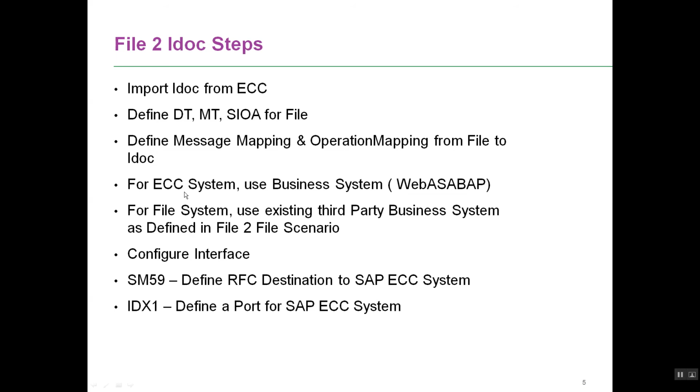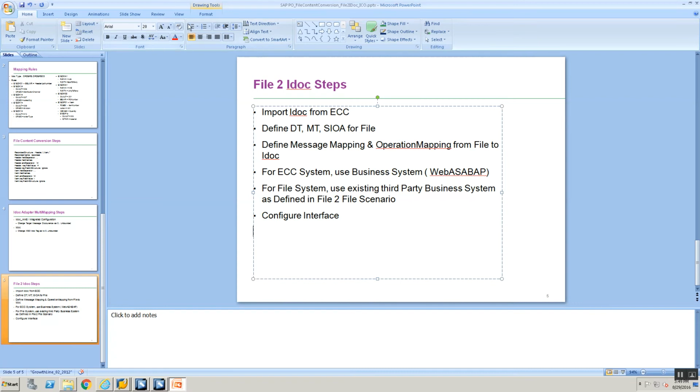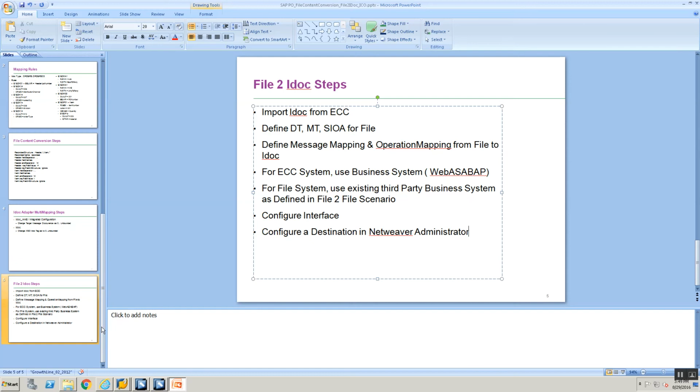And then in the integration directory, for the ECC system we will be using the WebAS ABAP business system. For the file system, we'll be using the third-party business system. We will be configuring the interface. We will not be using SM59 and IDX1 to configure the interface, because we are going to use integrated configuration. You will be configuring a destination in NetWeaver Administrator. So we will be going into the NetWeaver Administrator and configuring a destination there. So with that, let's go ahead into the system and start our work.